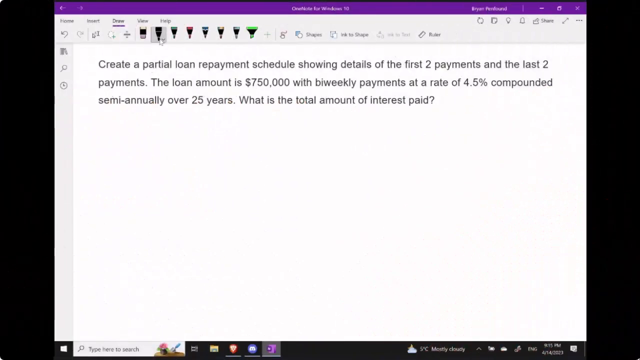In this question, let's create a partial loan repayment schedule. We're going to show the details of the first 2 payments and the last 2 payments. In our example, we're going to start with a loan of $750,000 that has bi-weekly payments at a rate of 4.5% compounded semi-annually, and let's assume that the term is 25 years.